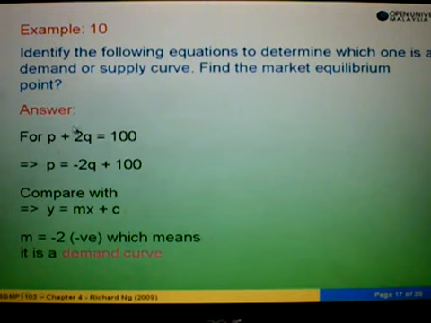So we convert this into y equals mx plus c format. So from here, 2Q shifts to the right, we will have P equals negative 2Q plus 100. Compared with y equals mx plus c, therefore m equals negative 2. So since the gradient is negative, then this equation represents the demand curve.